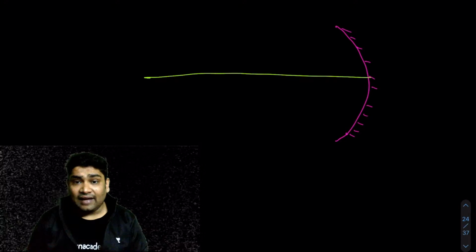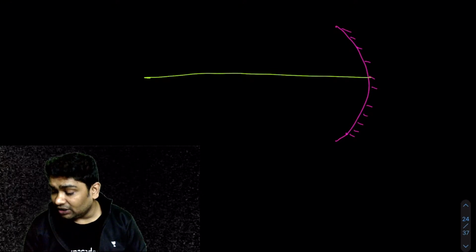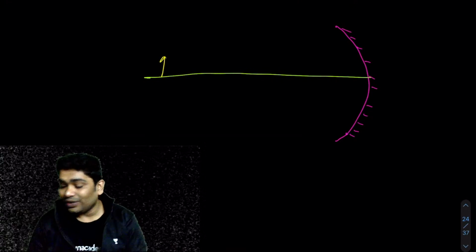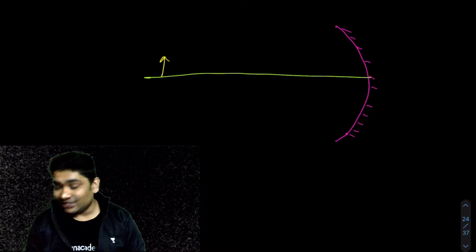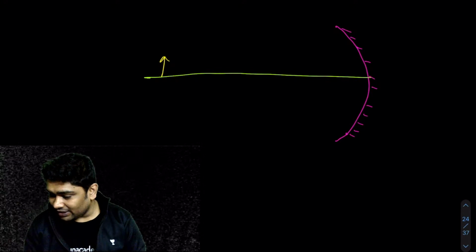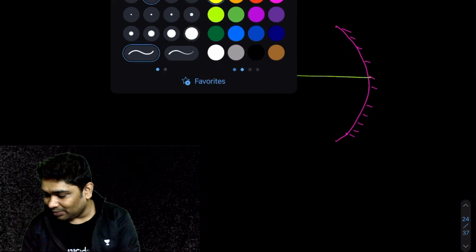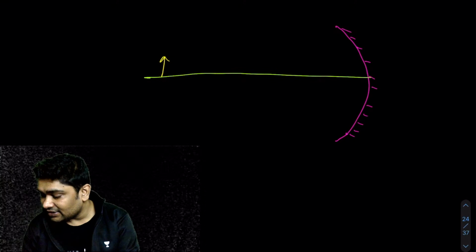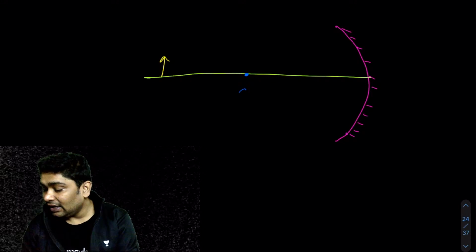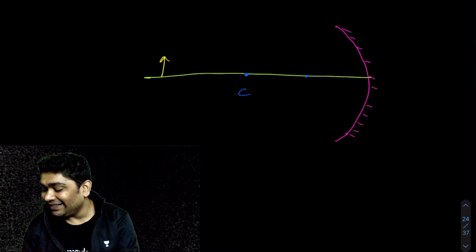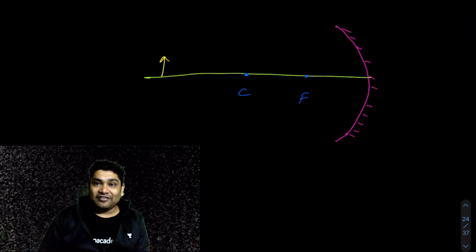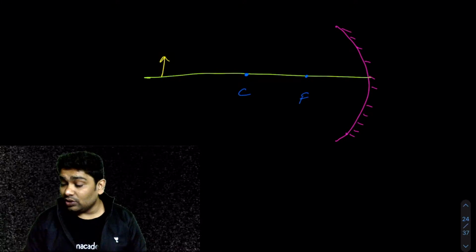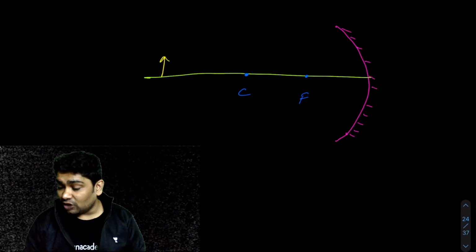And now if I have an object kept on the principal axis, and let's say the object is looking like this, and I want to trace the image of this. So let's draw some points. Let's first of all mark the center of curvature. Say here is the center of curvature, and obviously at half of this length would be the focus, right? Because f is equal to r by 2. You remember that.